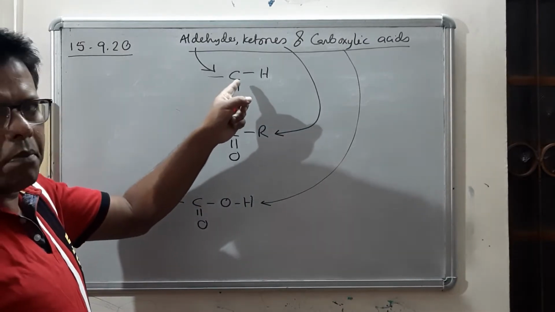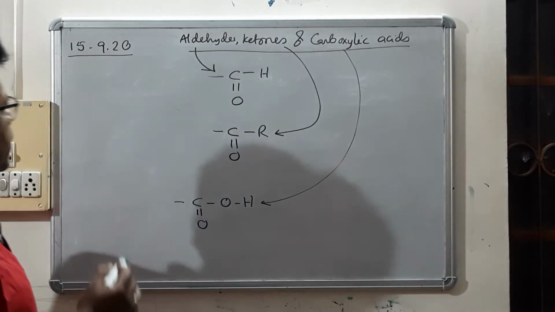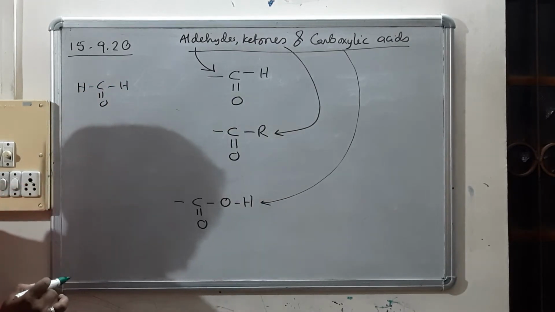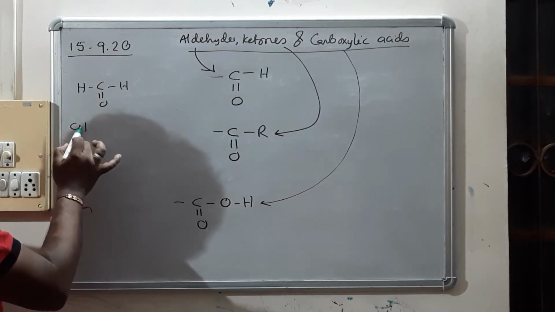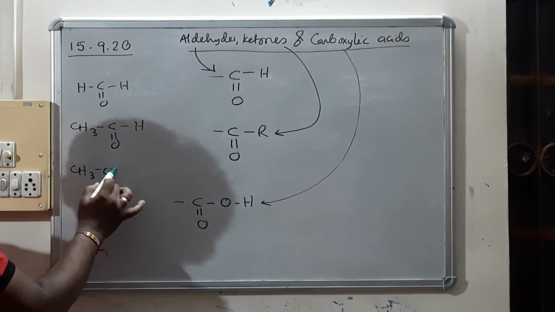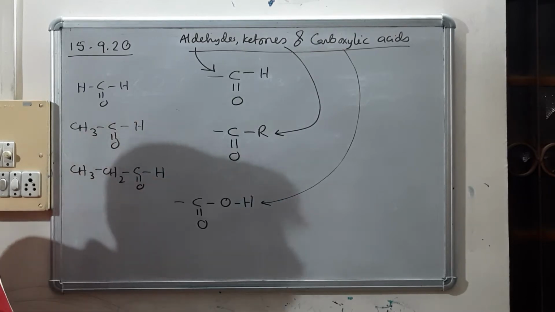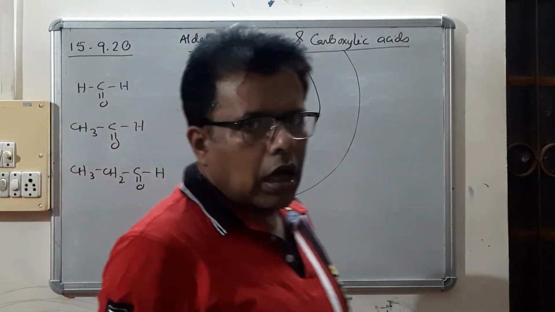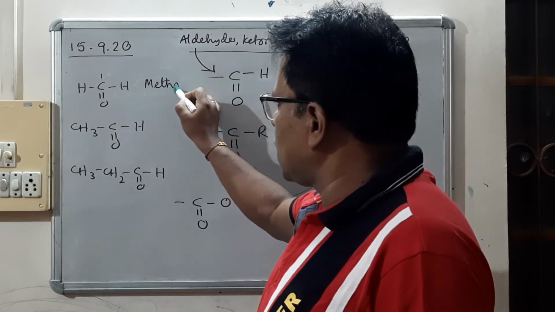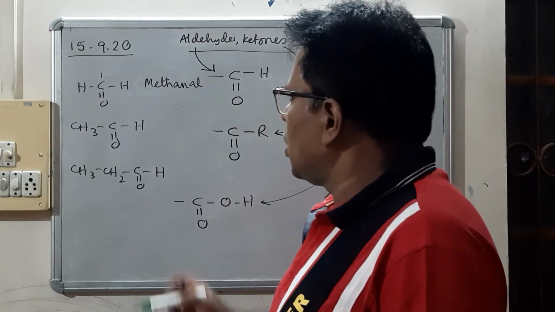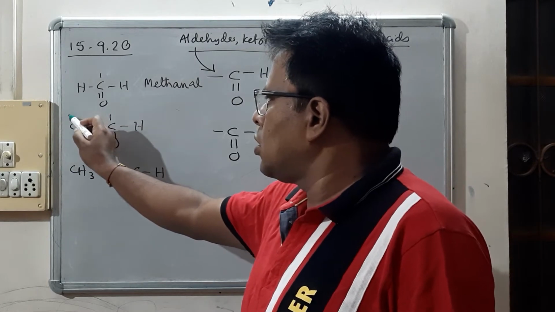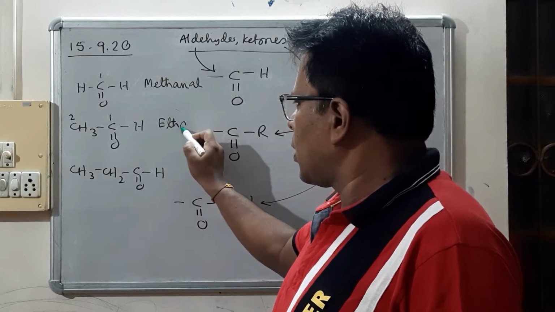So first of all, let me write down some compounds of these families. The first member of this family is HC double bond O, H. The second member obviously will be CH3, C double bond O, H. The third member will be CH3CH2, C double bond O, H, and so on. Now coming to the IUPAC naming, it is a one carbon atom chain, so it is methanal. The common name of this compound is formaldehyde. Then here it is 2 carbon in the chain, so it will be ethanal.